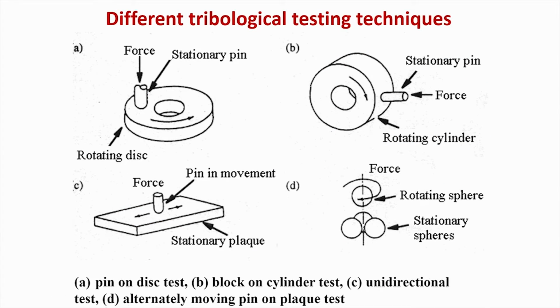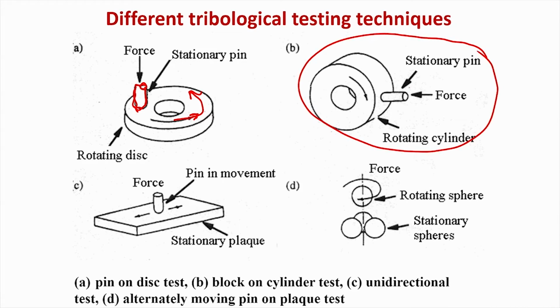What are the different tribological testing machines? This is more from an experimental research point of view. You have the pin on disc, which is by far the most commonly used machine in the laboratory. This is your pin, a stationary pin with unidirectional motion, and this is the rotating disc. This is a pin on disc. This is the pin on cylinder. You have a pin here, and it is pressed against the drum or rotating cylinder by force. That is a pin on cylinder.